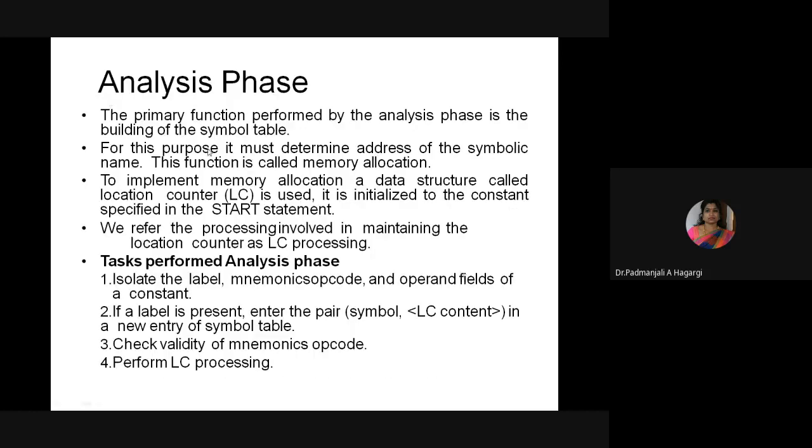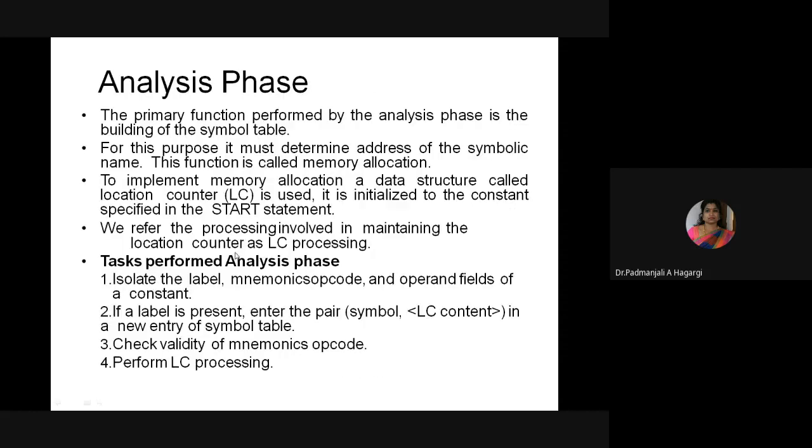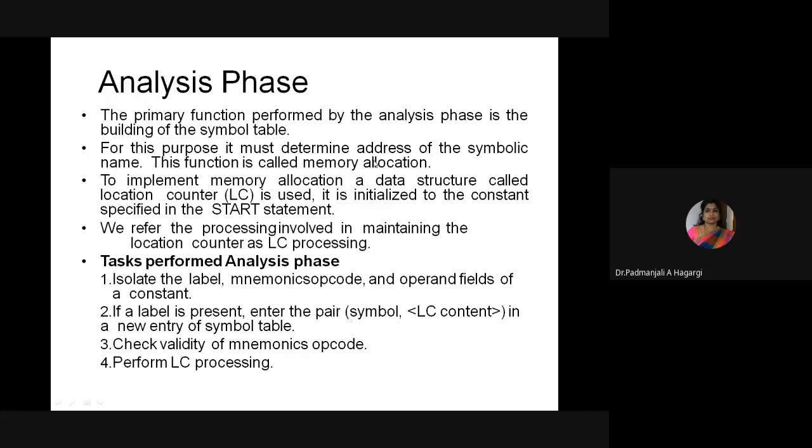What exactly happens in the analysis phase? The primary function performed by the analysis phase is the building of the symbol table. For this purpose, it must know the address of the symbolic name. What is the address of N? N is a symbolic name, and what is its address? 113. Again is a symbolic name, and what is its address? 104. So for this purpose, it must determine the address of the symbolic name.